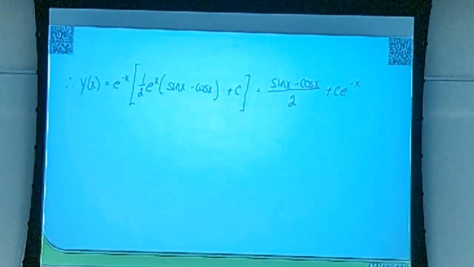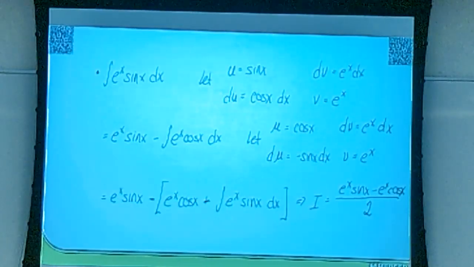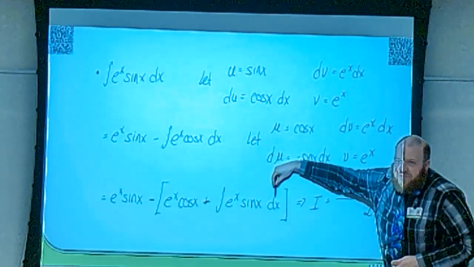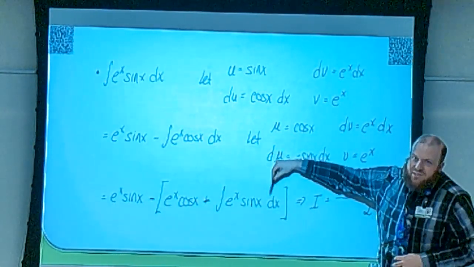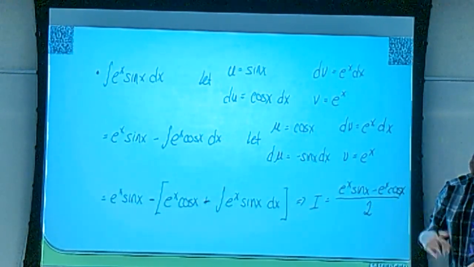How did you get I there? I just said the equals I. So I have to rewrite the antiderivative. Okay, but how did you get that part? I lost you there. I algebraically solved for it. Oh, okay. This here is I. I equals this. Add to both sides, divide by 2. Gotcha.